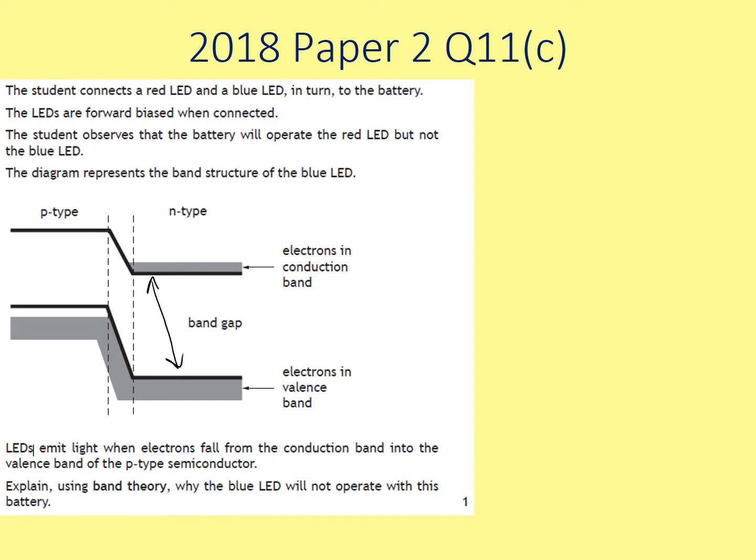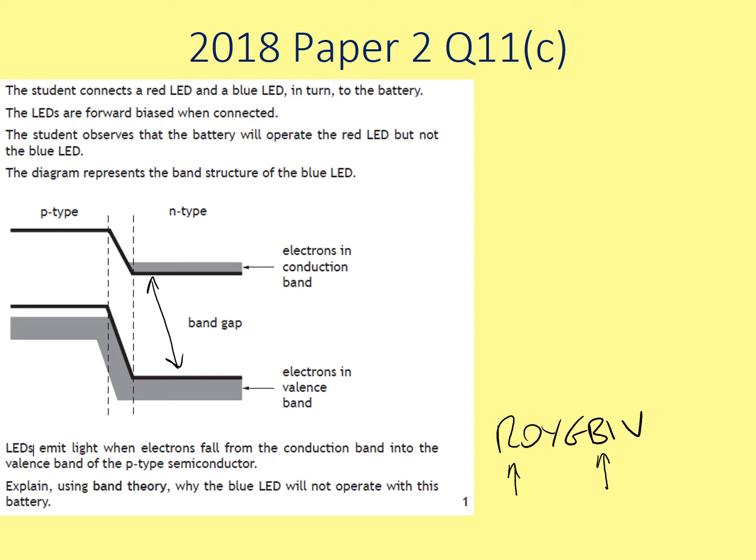And that's because if we have a look at the spectrum of light, ROYGBIV, we can see that red light is at a much lower frequency than blue light. Blue light having a higher frequency, that means there's higher energy. Higher energy means there must be a bigger energy difference between the conduction band and the valence band within the blue LED. You're asked to explain, using band theory, why the blue LED won't operate, however the red LED will.